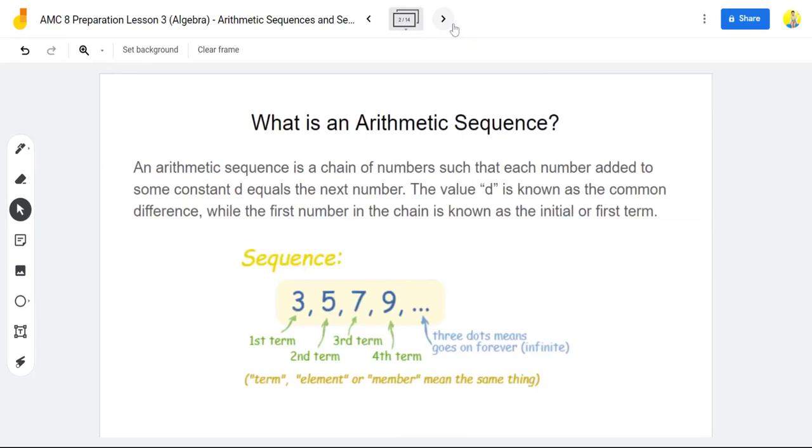What is an arithmetic sequence? An arithmetic sequence is a chain of numbers such that each number added to some constant d equals the next number. The value d is known as the common difference, while the first number in the chain is known as the initial or first term.